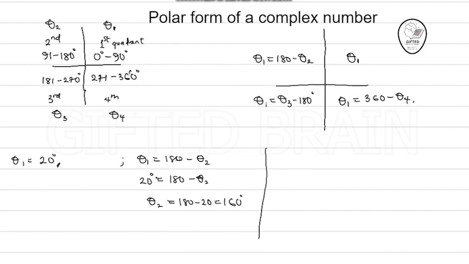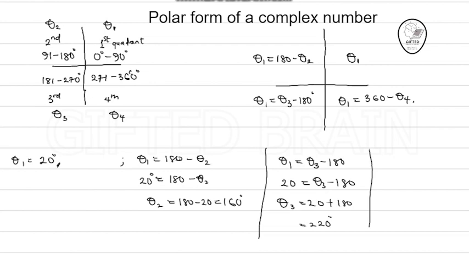If I'm asked to convert that 20 degree to the third quadrant, again, just write your relationship that theta 1 is equal to theta 3 minus 180. Theta 1 given to you is 20 degree, and you're looking for theta 3. So make theta 3 the subject of your formula. Theta 3 will simply be 20 plus 180, and that is 220 degree. You can even convert to the fourth quadrant. Let me convert the 20 degree to the fourth quadrant now.